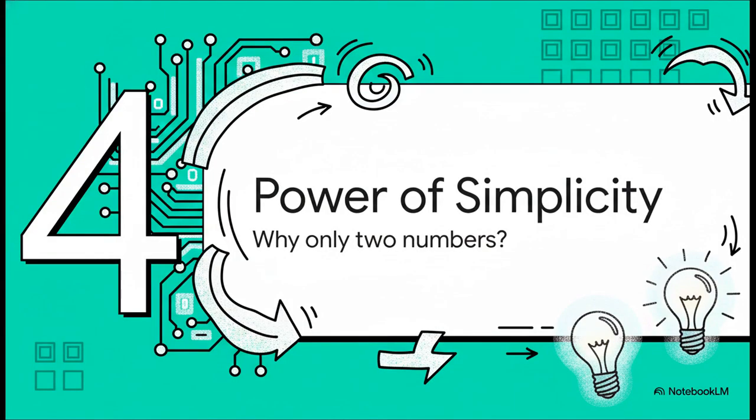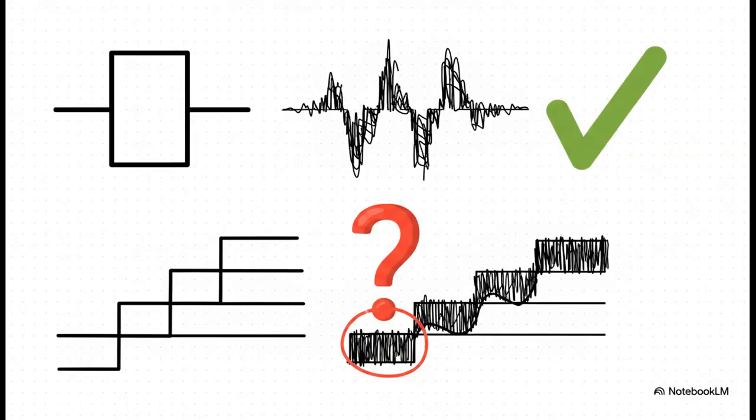This might lead you to a really good question. Why stick with just 2 numbers? I mean, wouldn't it be more efficient to use a system with, say, 10 different levels of electricity to represent the numbers 0 through 9? It's a great question, and the answer gets right to the heart of why computers work so well. The reason is one word: reliability.